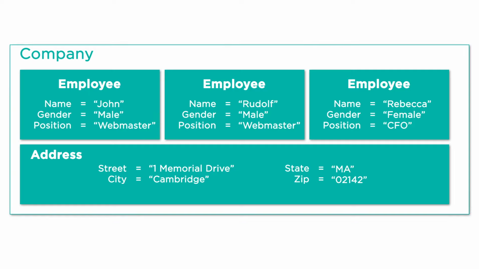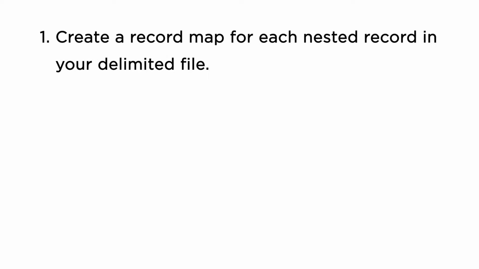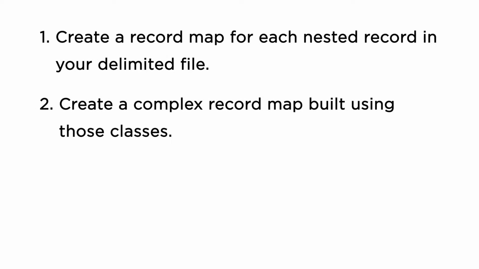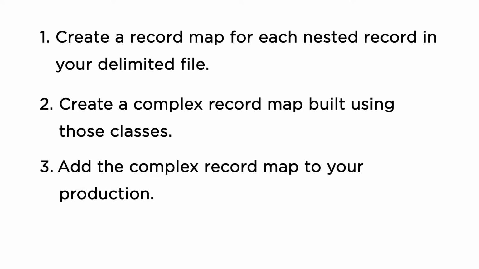Here are the general steps for creating a complex record map. Create a record map for each nested record in your delimited file. Create a complex record map built using those classes. Add the complex record map to your production. Now let's see these steps in action in a specific scenario.